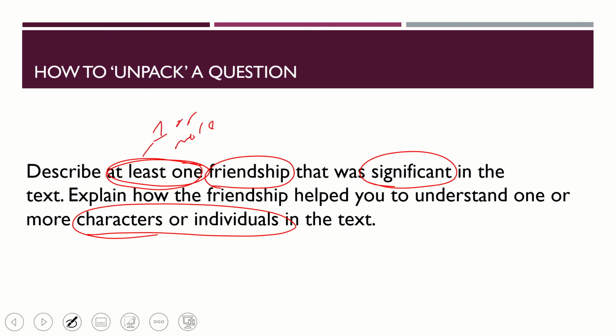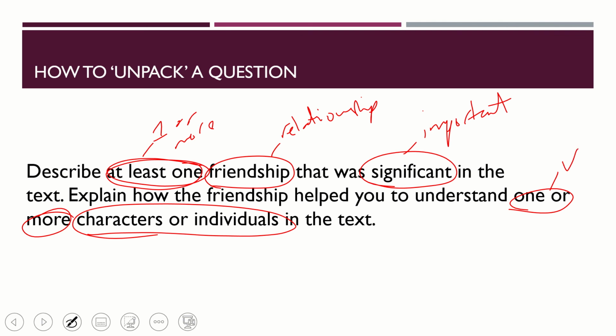Okay? Friendship, potentially relationship. Okay? It was significant in the text. Another word for significant is important. So let's write that in. That was important in some way. Explain how the friendship helped you to understand one or more. That's good. One or more. That's helpful. Characters or individuals in the text. Okay? Characters or individuals.